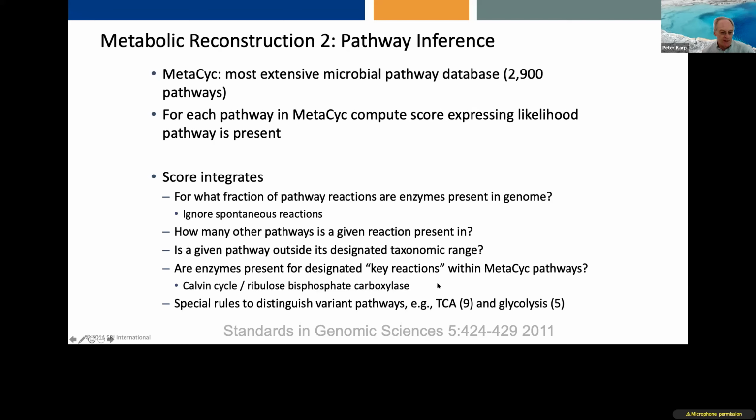There's also a notion in MetaCyc pathways of key reactions. If all of the key reactions have no enzymes present, we will not predict the pathway. A common example here is the Calvin cycle, which shares a lot of reactions with the TCA cycle. And so in order to predict the Calvin cycle as present, this reaction has to have an enzyme. Otherwise, it will get a very bad score. And then we also use some special rules to distinguish variant pathways, especially for TCA cycle and glycolysis, which have the largest number of variants.